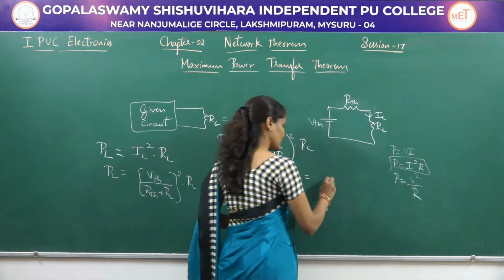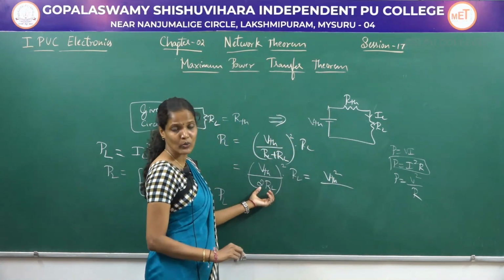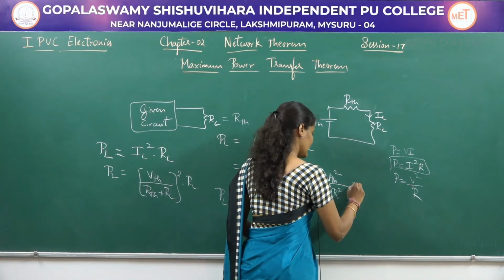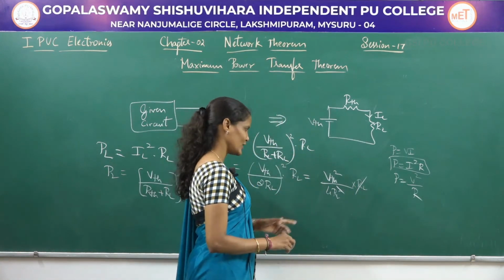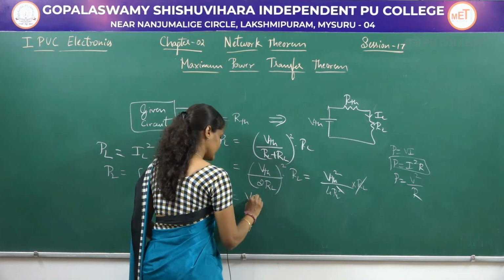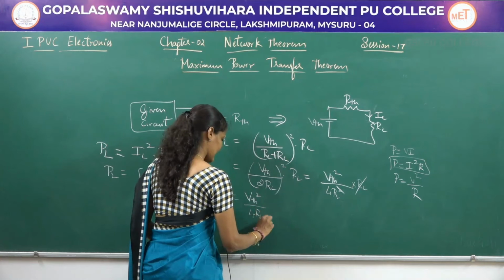Let us remove this bracket. VThevenin square divided by 2RL whole square is equal to 4RL square. 4RL square into RL. This RL gets cancelled with one of the RL which is present in the denominator. So PL is equal to VThevenin square divided by 4RL.